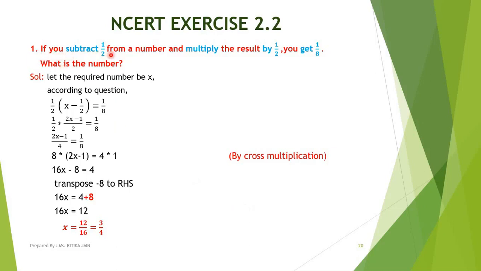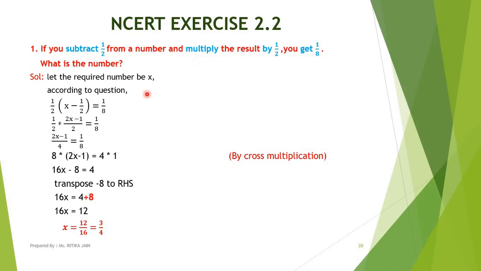If you subtract half from a number and multiply the result by half, you get 1 by 8. What is the number? So children, in these type of word problems, you have to form an equation. After that only you can find the value of the given unknown. So the hint or the trick to solve these word problems is to break the question into different parts and do it as the question suggests you to do.